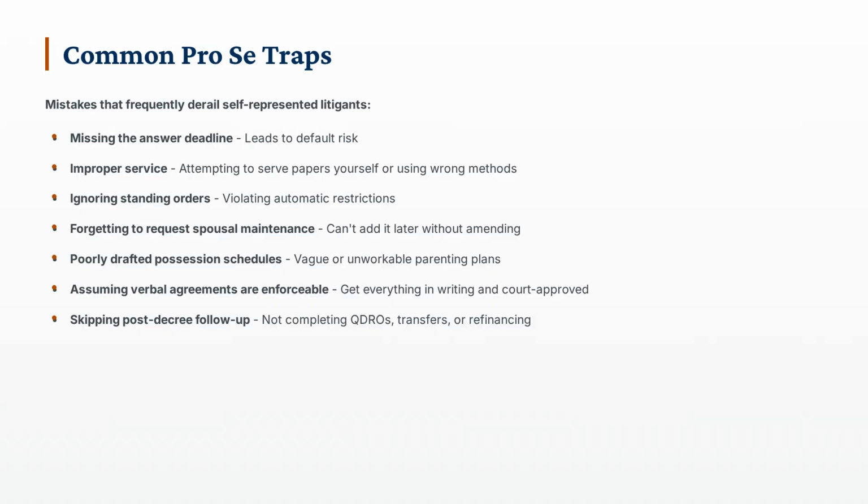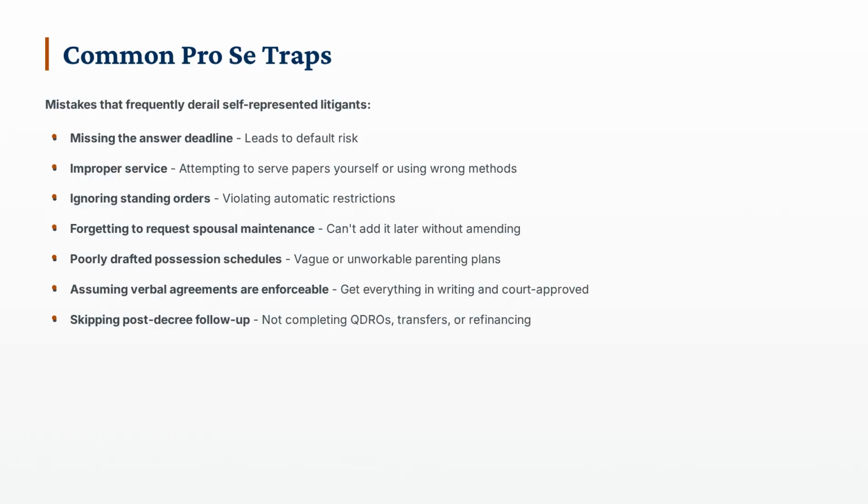Common traps when you're representing yourself are missing the answer deadline and not serving properly. I cannot stress this enough. That's even more important than the answer deadline. You have to serve your spouse properly. You absolutely have to. Another is ignoring the standing orders. That's important. You can't just take the kids out of state. You can't just go into the bank account and spend all the money, or you'll get into a lot of trouble that you have to answer for. Forgetting to request temporary orders and spousal maintenance can cause a lot of problems as well.